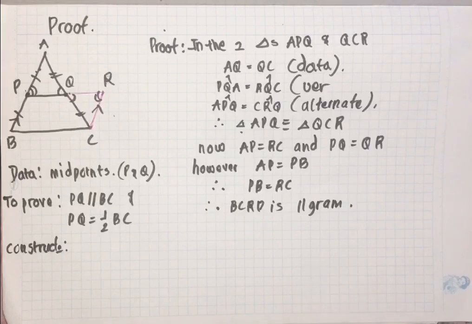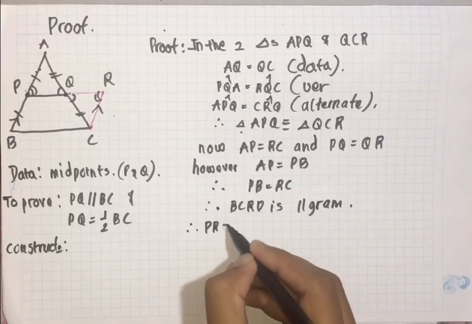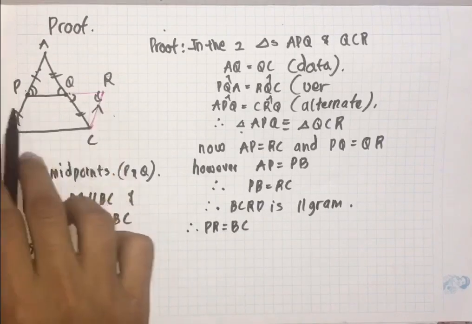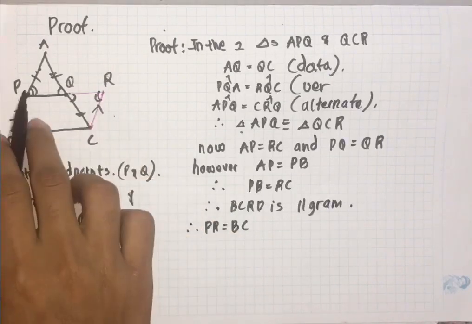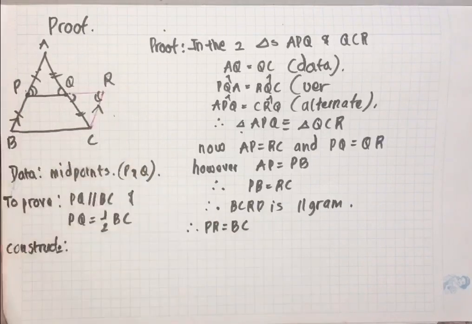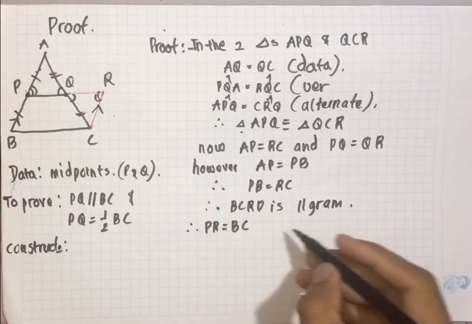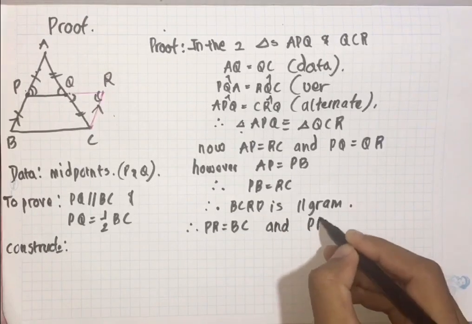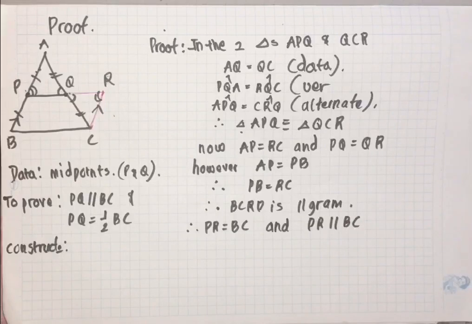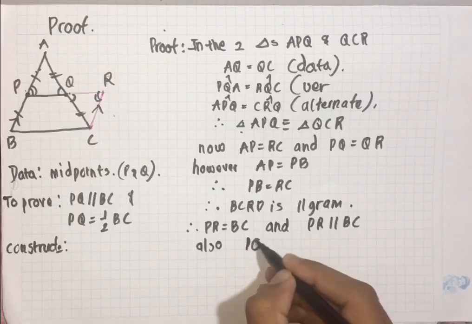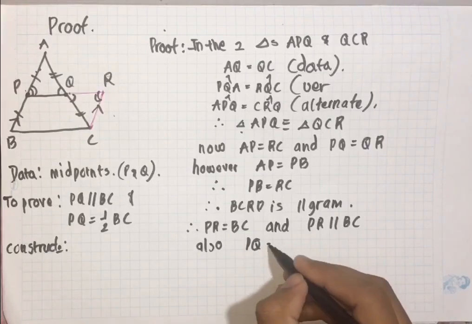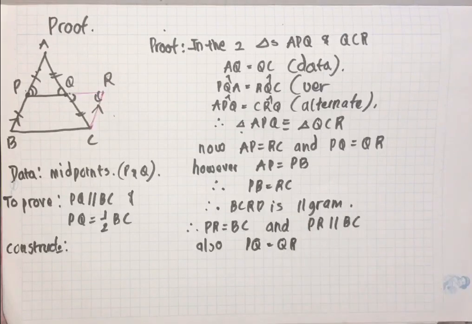Since it's a parallelogram, therefore PR is equal to BC. Why? We said these two are equal and parallel, therefore it's a parallelogram. Once we say it's a parallelogram, we can say PR and BC are both parallel and equal. So PR is parallel to BC. Is that done? Also you know that PQ is equal to QR, that we have already written here.